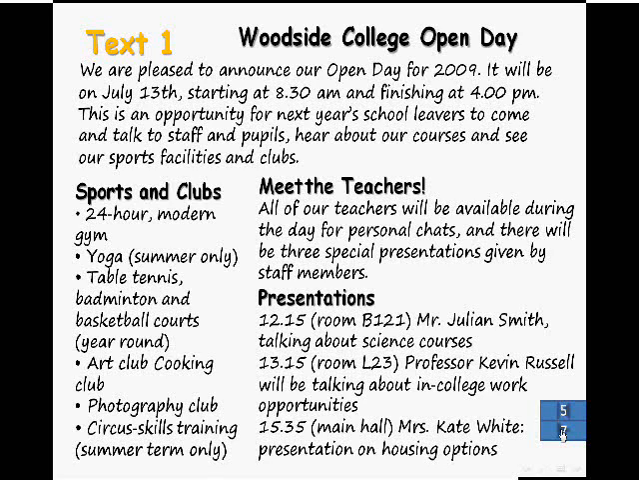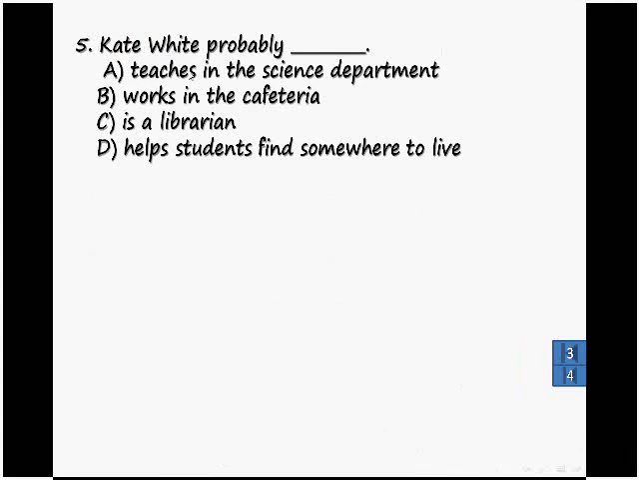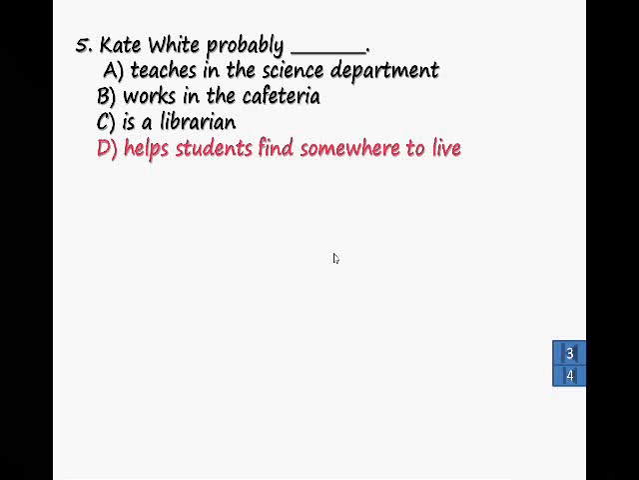Okay? So let's go back to the question and see what is the correct option. So Kate White probably teaches in the science department, works in the cafeteria, sure no, is a librarian, definitely no, and D, helps students find somewhere to live. Be careful that her presentation was about housing options. So housing here means what? Somewhere to live, okay? So Kate White probably helps students find somewhere to live.